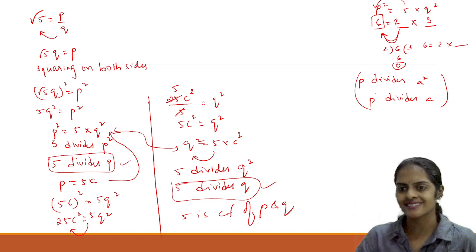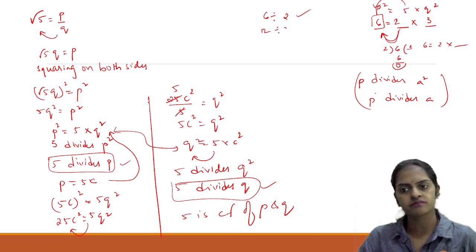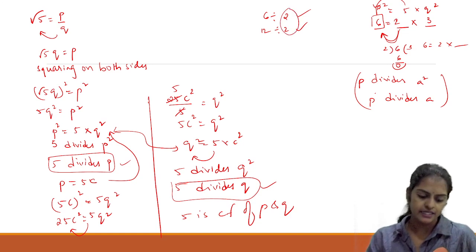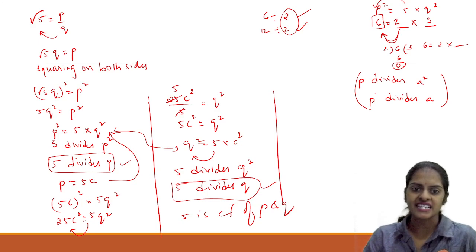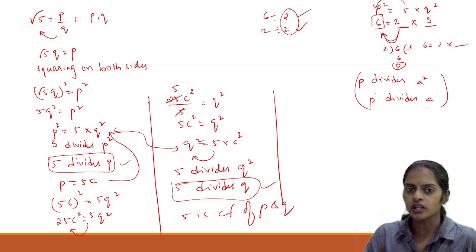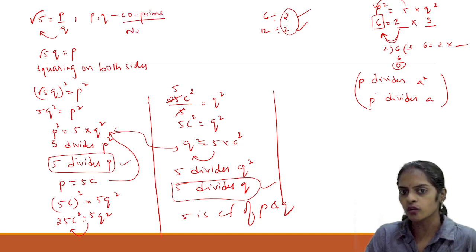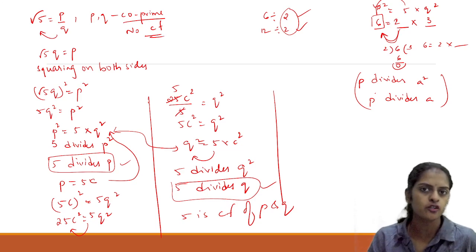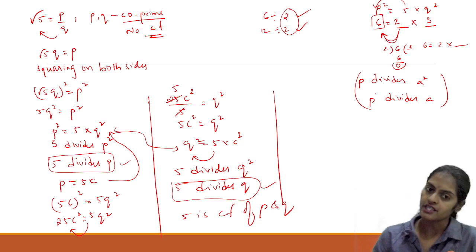Okay, so see here. For example, 2 can divide 6. This is possible. And 2 can divide 12 also. This is also possible. That means 2 is what? Common factor for 6 and 12. Isn't it? But when it is a rational number, here p and q are co-prime. What does co-prime mean? Co-prime means no common factor. One is a common factor of every number, but other than 1, there should be no common factor. But here you got 5 as a common factor, which is a contradiction.